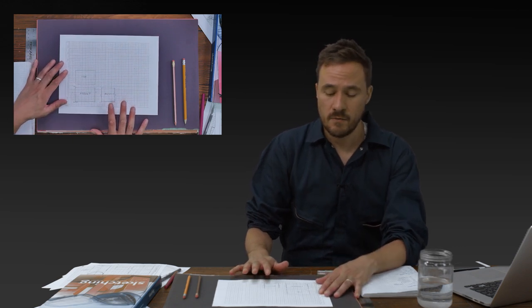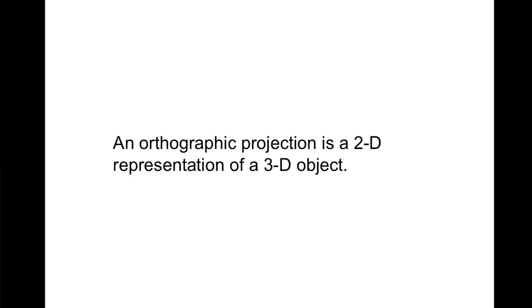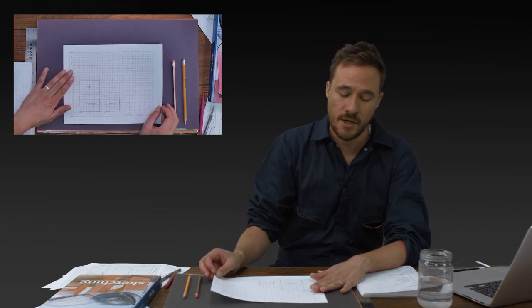So, things to remember and takeaways. What we just did is an orthographic projection of a rectangular prism. For you guys and gals to remember, an orthographic projection is a 2D representation of a 3D object. So this is something that we can give to several people and they would understand that it's a sketch that is a representation of an actual 3D object.